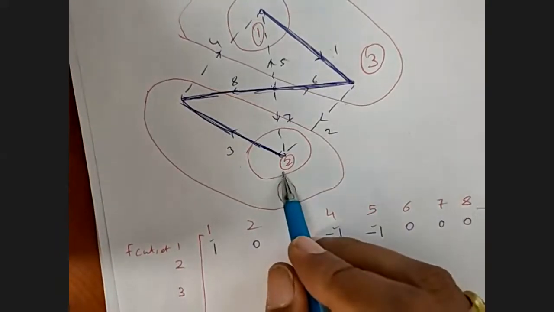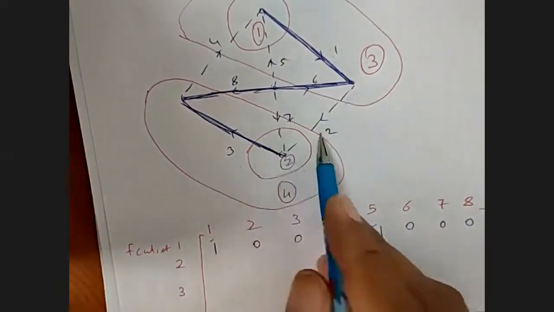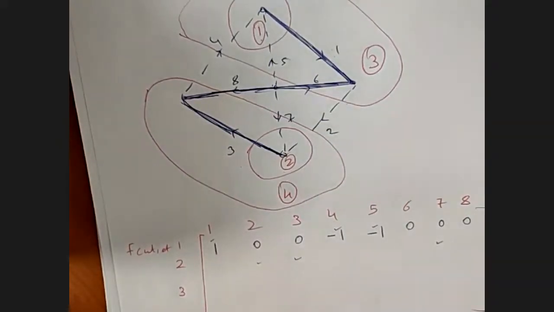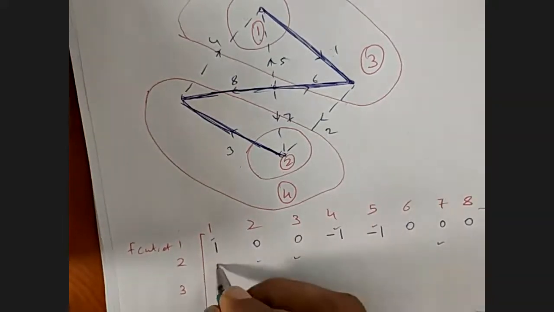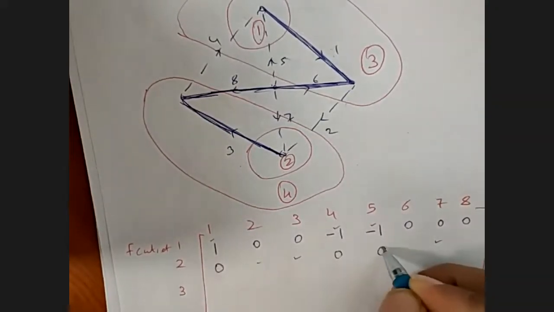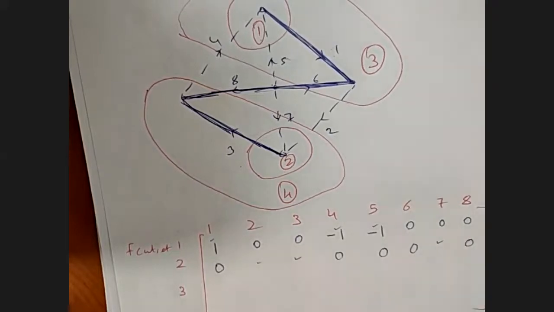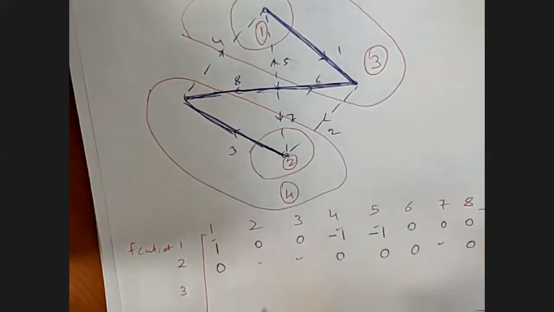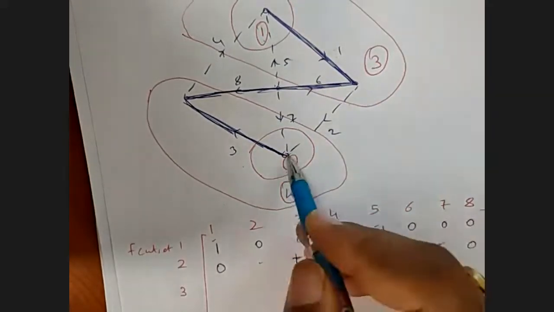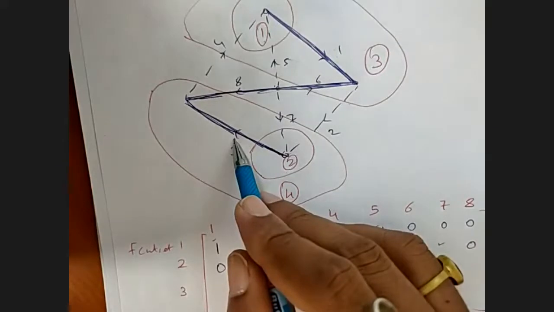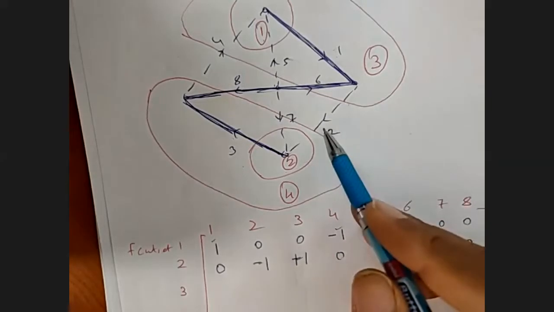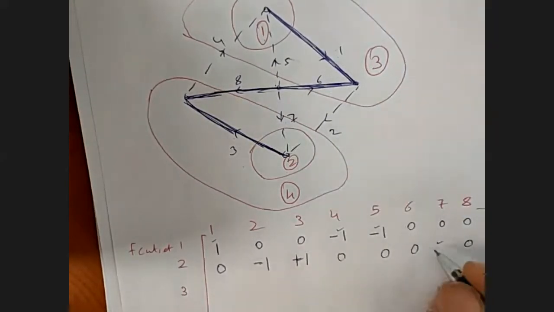Then 2, it is 3, 7 and 2. That is 2, 3 and 7. So it will be 1, 0, 4, 0, 5, 0, 6, 0 and 8, 0. Now 3, that is outgoing. It will be plus. So 3 will be plus 1. 2 is incoming, that is opposite to twig, that will be minus 1. And 7 is also minus 1.